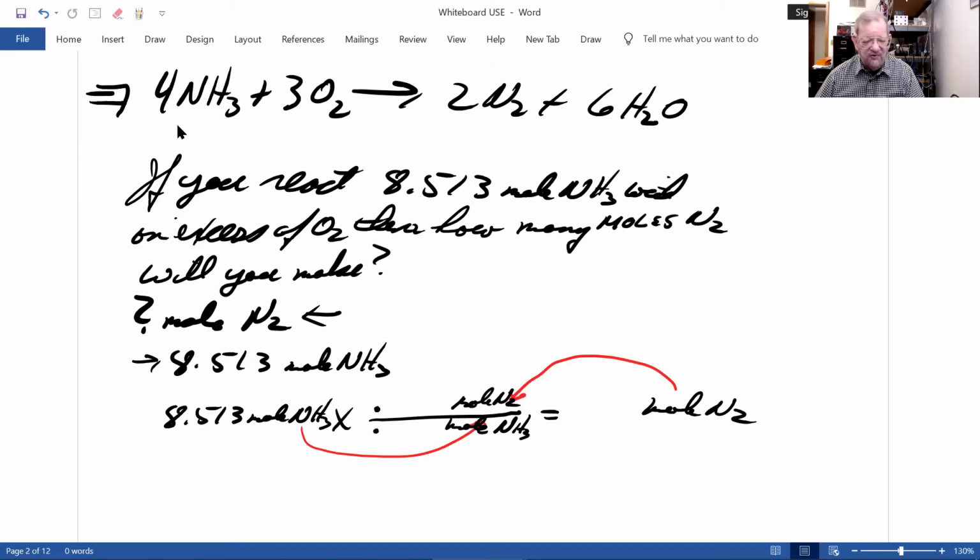And where do I get a ratio of moles of nitrogen, moles of ammonia? Up here. For every 4 moles of ammonia, I make 2 moles of nitrogen. Remember, the coefficients, the number in front, give you molar relationships. For every 4 moles of ammonia, I use 2 moles of nitrogen. And notice moles of ammonia cancel out because anything divided by itself equals the number 1. And I get the right answer unit-wise.